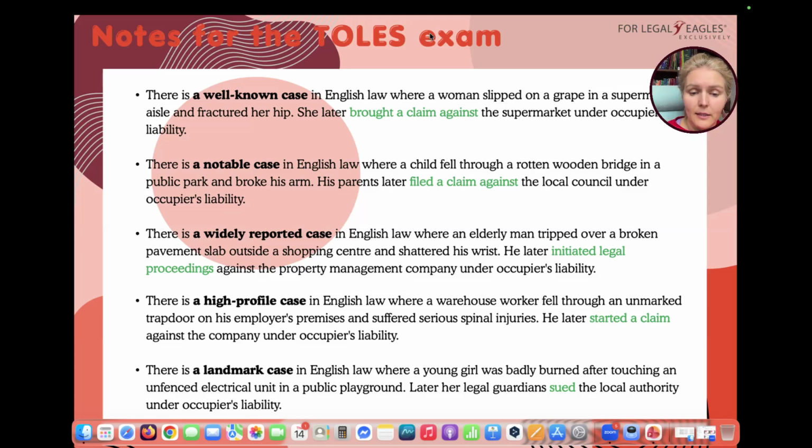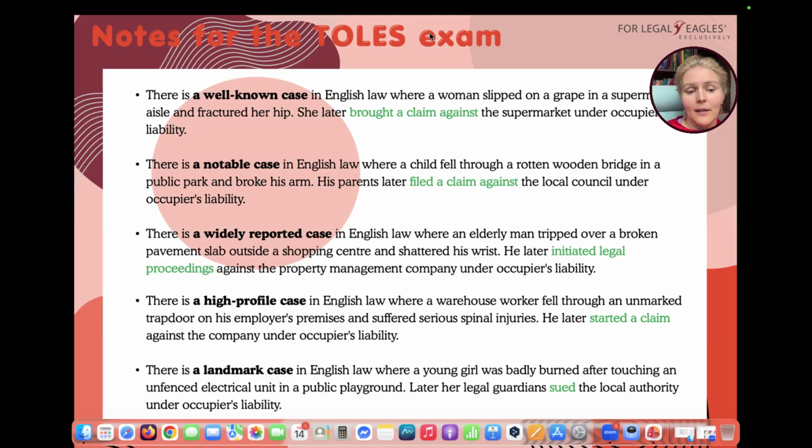Another high-profile case in English law where a warehouse worker fell through an unmarked trapdoor on his employer's premises and suffered serious spinal injuries. He later started a claim against the company under Occupier's Liability.